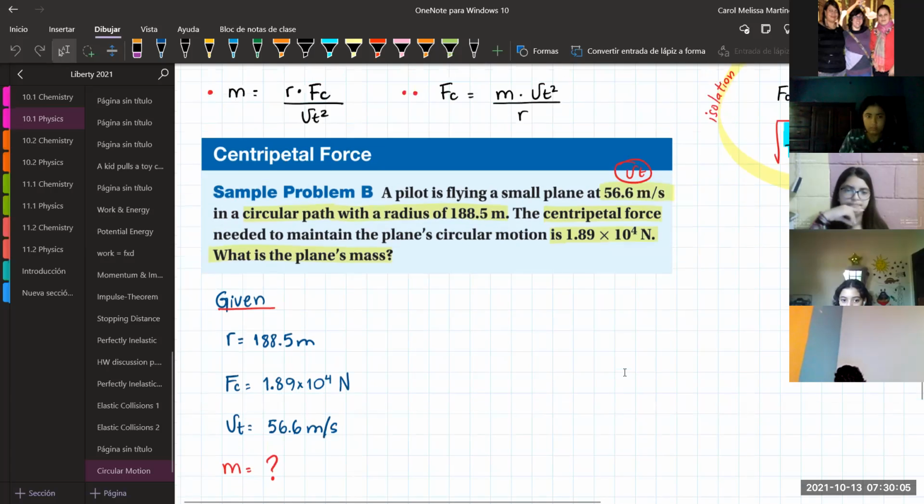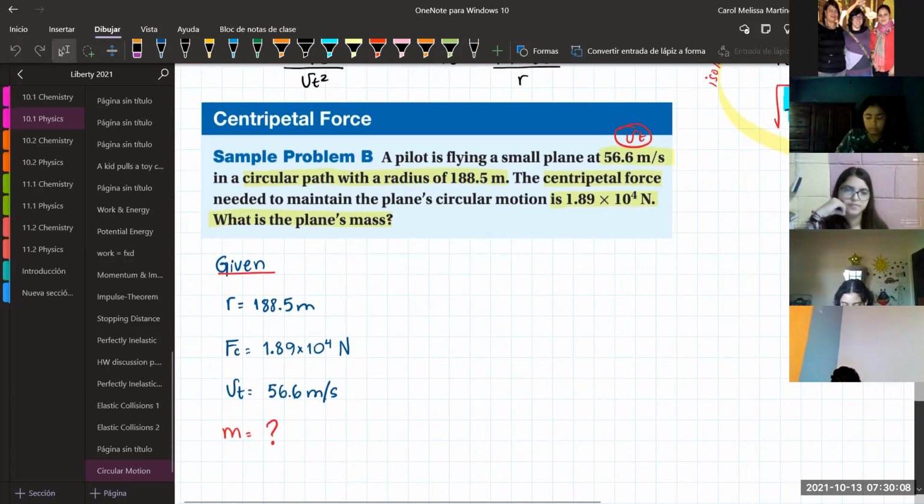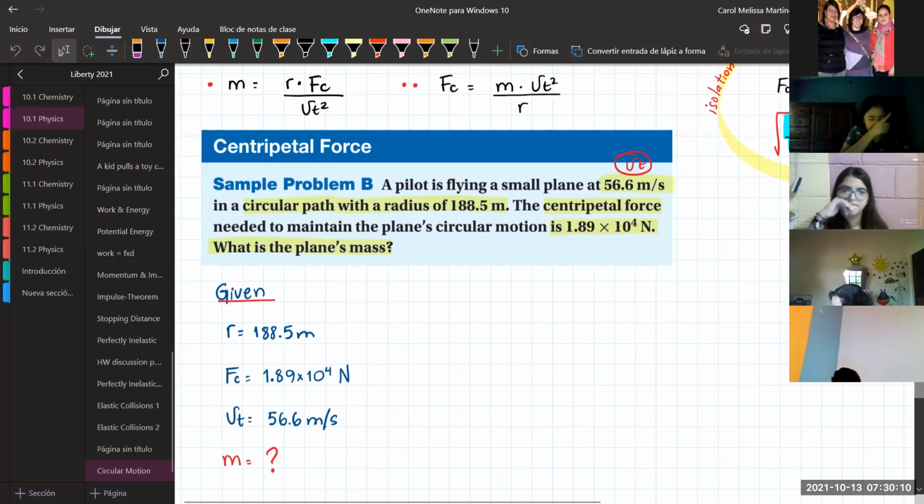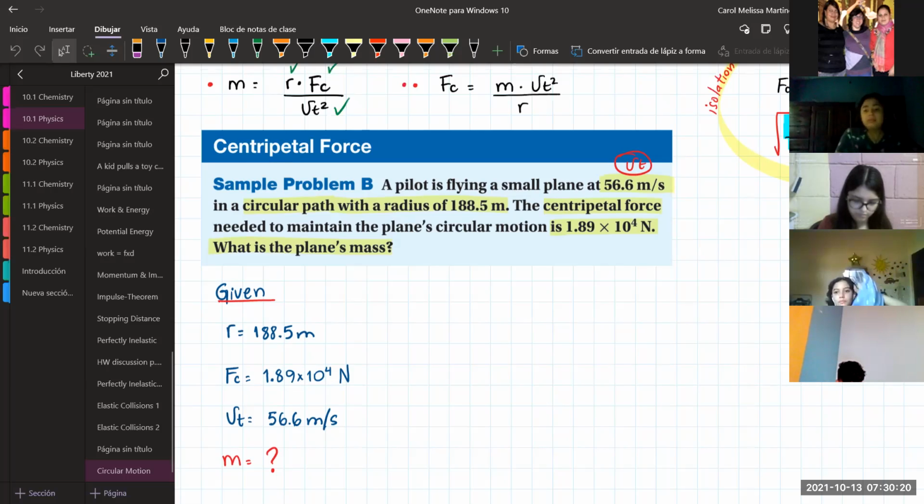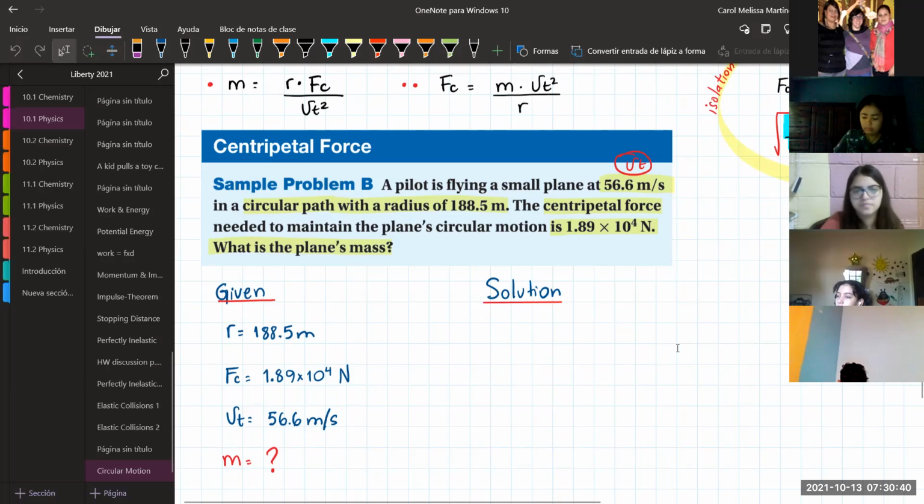Well, then I have everything I need. It's even easier than expected because I have everything I need. I have the radius of the circular path, the force, and I have the speed. All I need to do is plug in the givens. Now, the solution of this problem is very easy. Just apply the formula. I'm gonna show you the solution, the isolation process.